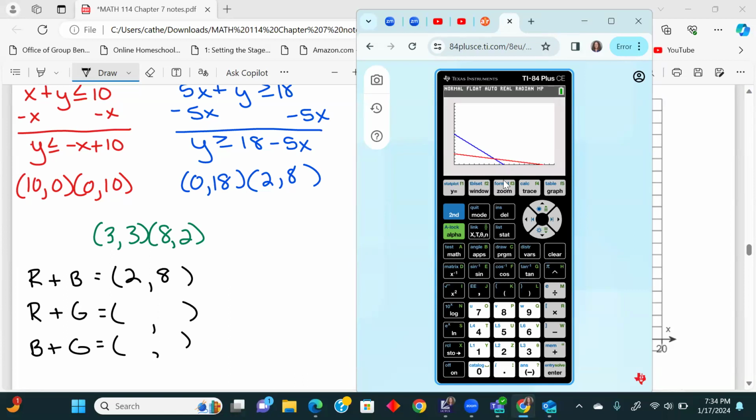All right, so that's that bottom right corner. So second, trace, intersect. First curve, hit enter. It'll say second curve, hit enter. It'll say guess, hit enter. So that point is at 8, 2.